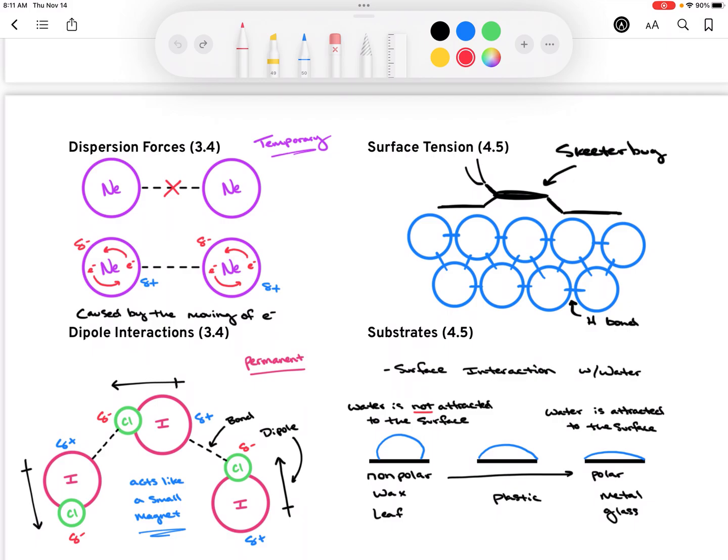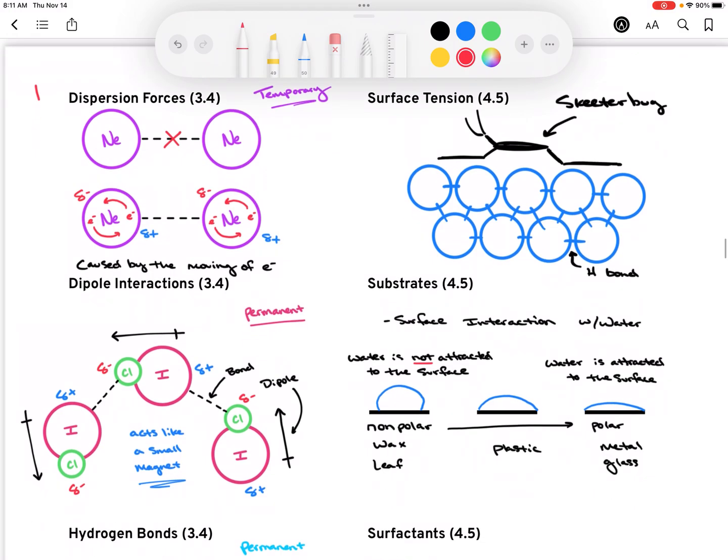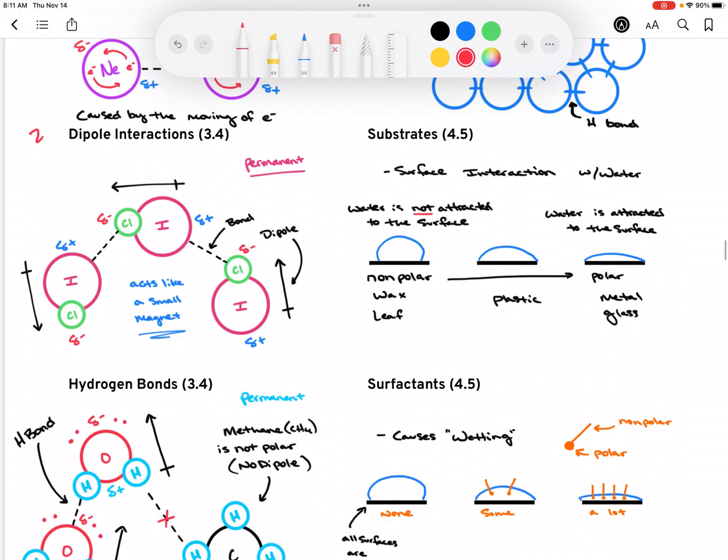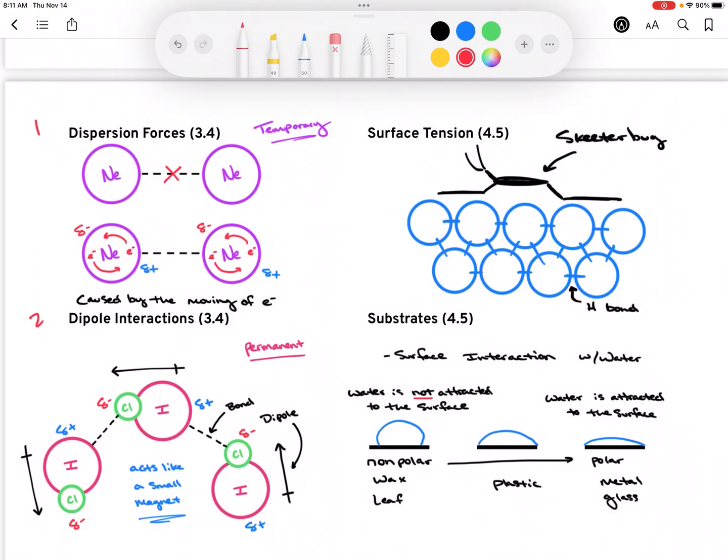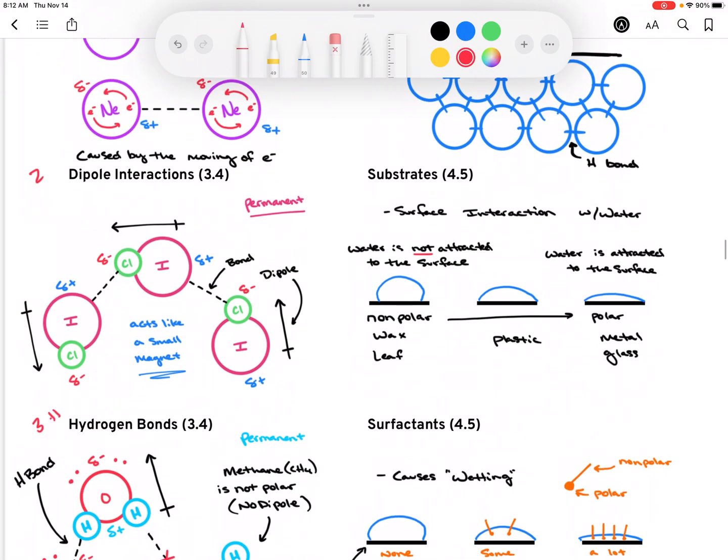Now, there's three types. We have dispersion forces, dipole interactions, and hydrogen bonding. So these are our three main types, and they kind of go in order of strength. So dispersion is the weakest, and the strongest is hydrogen bonding.